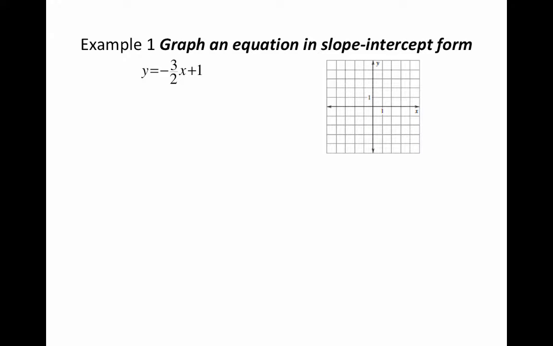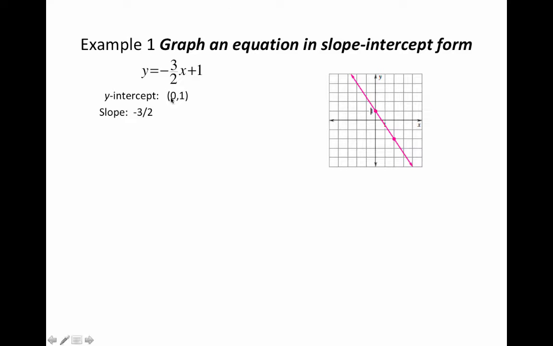Okay, so we're going to graph an equation in slope-intercept form. We know it's in slope-intercept form because it's in y equals mx plus b, where m is the slope and b is the interesting value, the y-intercept. And so we know that the y-intercept is going to be 0, 1, because our value for b is 1, and our slope is negative 3/2.